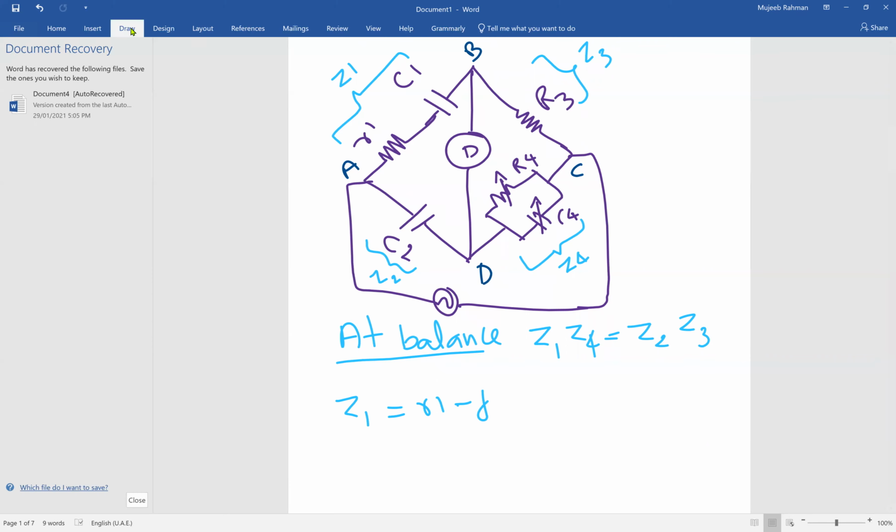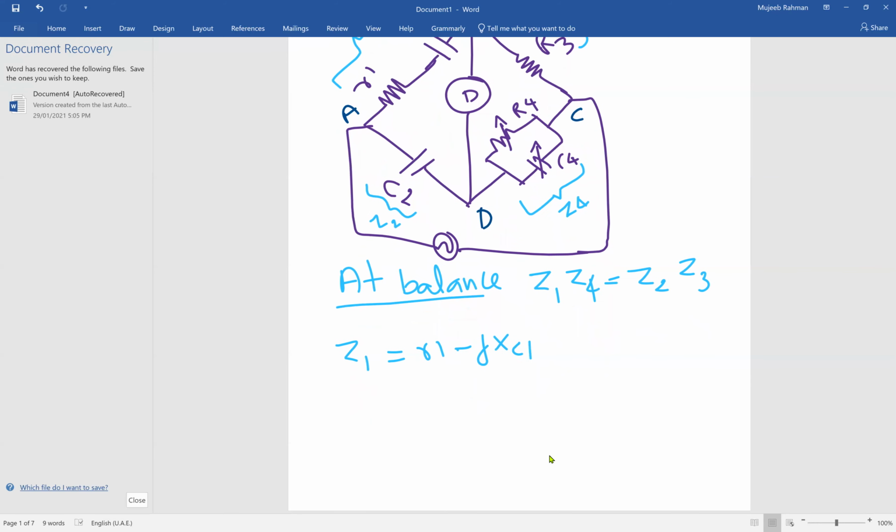Minus jXC1. Minus means there is a phase shift. We are using XC1. And this can be further simplified as R1 minus j divided by omega C1. This can also be simplified as R1 plus, if you multiply and divide this by j, j into j is going to be minus 1. So that minus makes it plus. So you will get 1 divided by j omega C1.